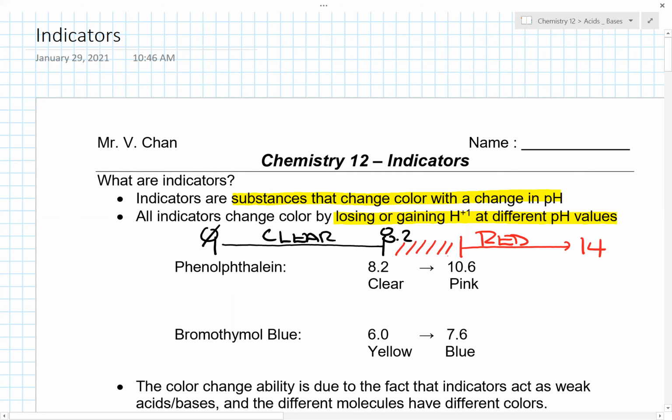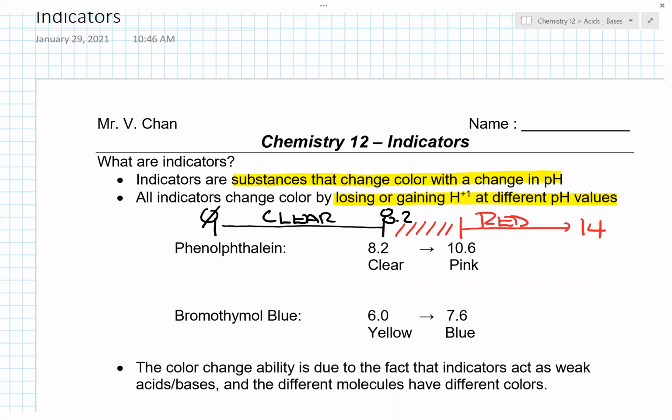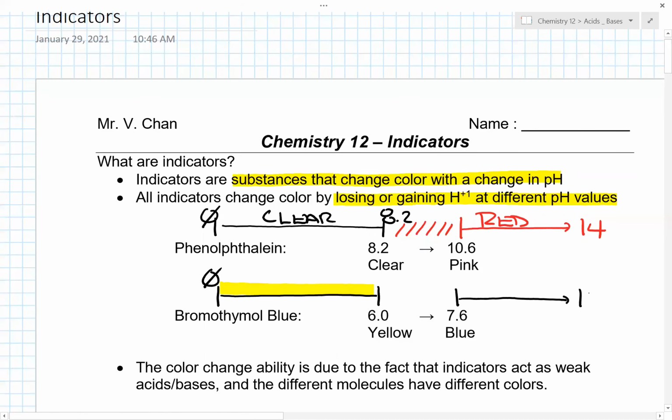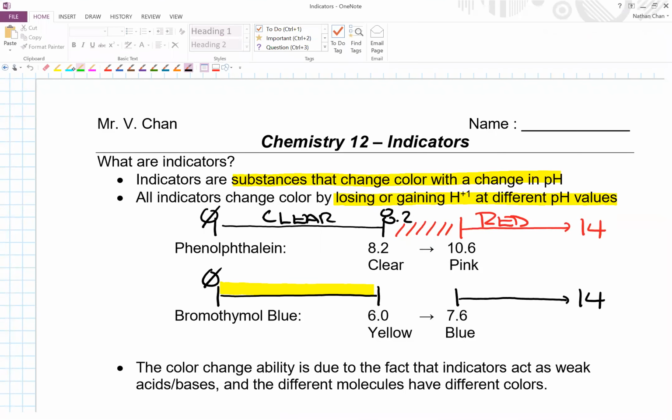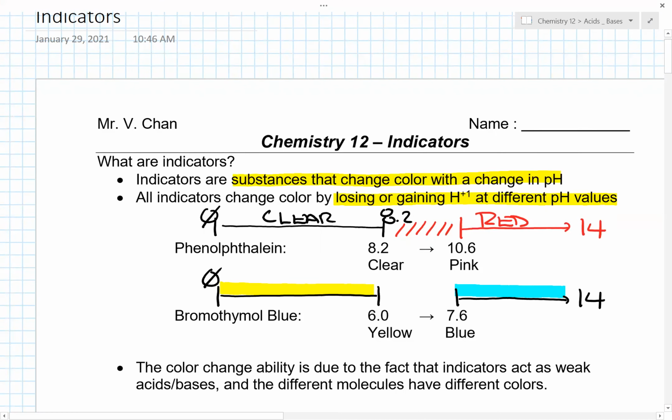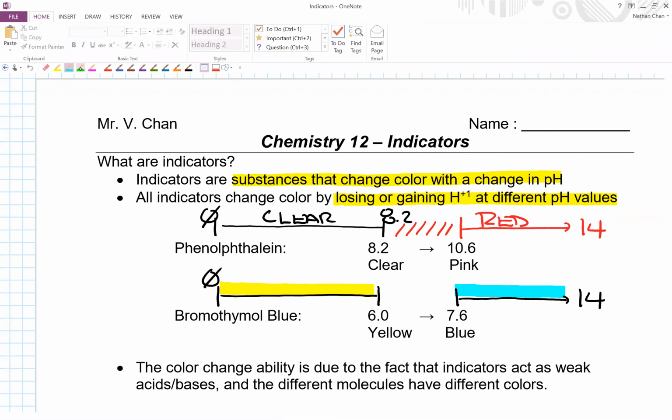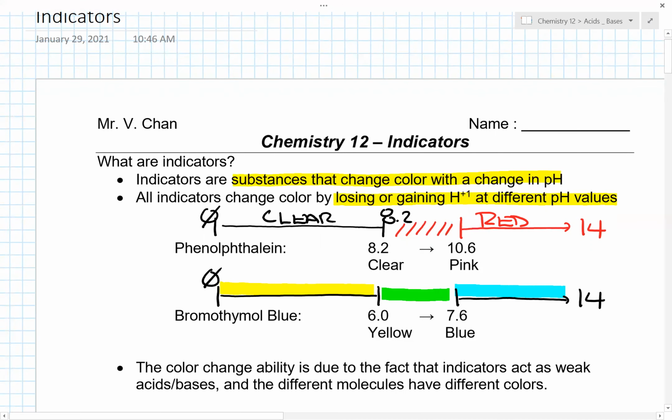Okay? Now, for bromthymol blue, what happens is 6 will be yellow, 7.6 will be blue. So what that means is if you have a pH of 0 to 6.0, the bromthymol blue solution will be yellow. Okay? And everything from 7.6 and beyond up to 14, this will be blue. And in between you are going to have green.